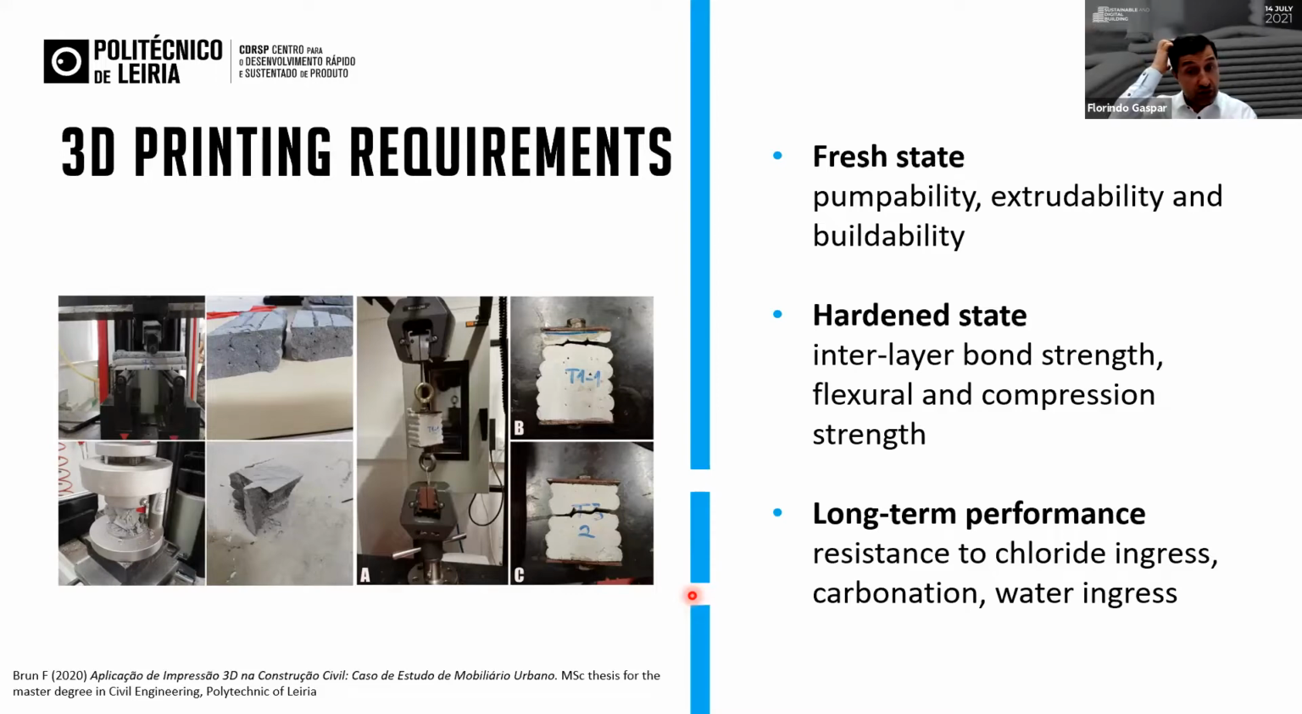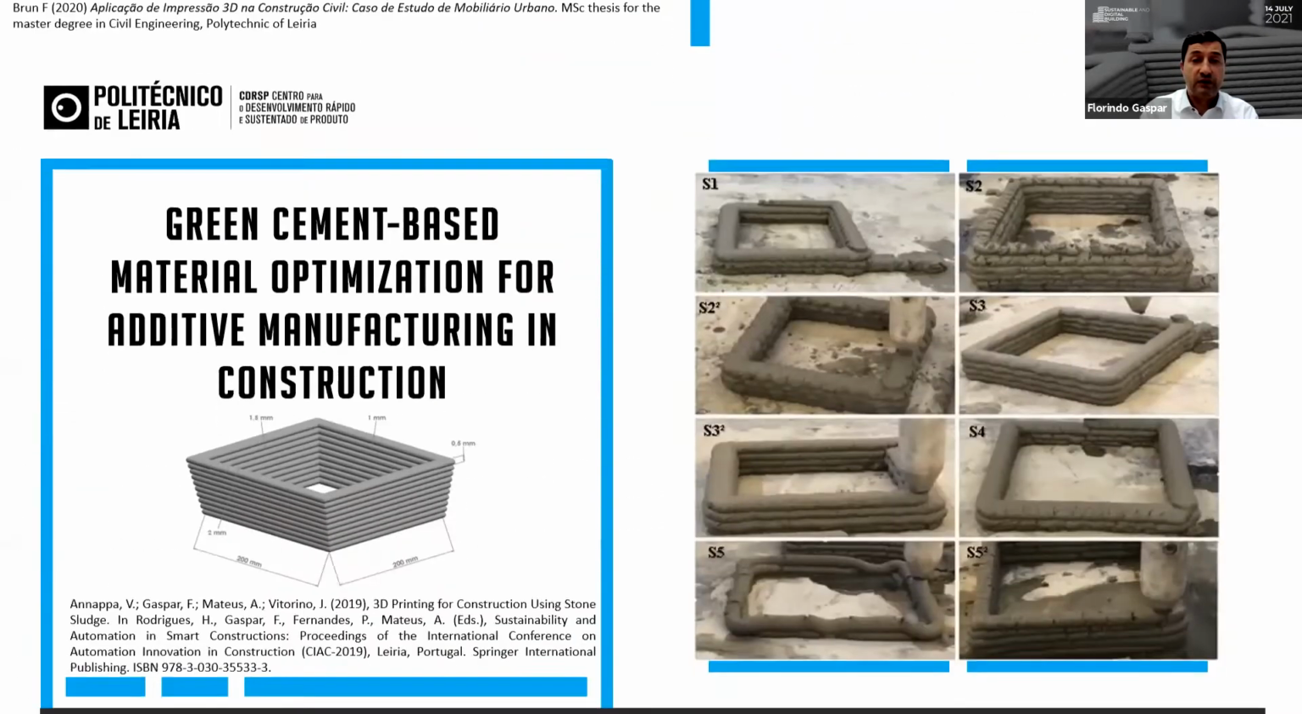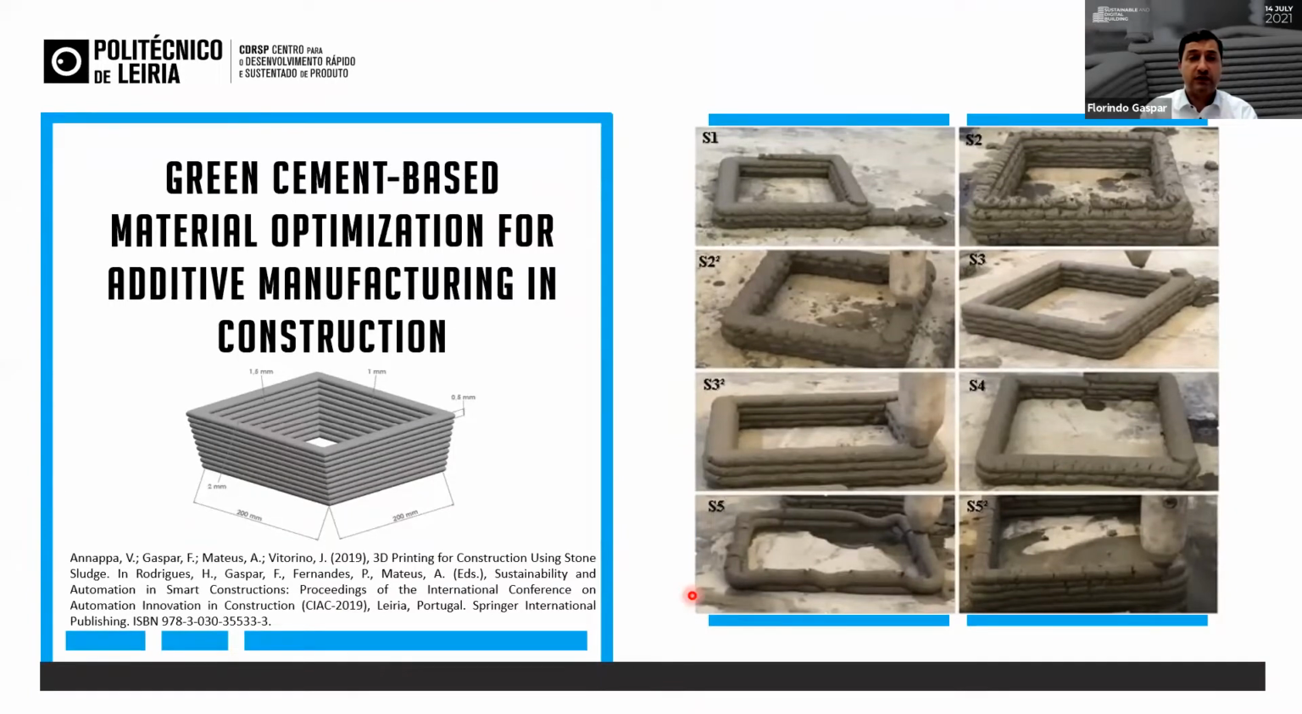And so we have to check for resistance to chloride ingress, carbonation, and water ingress. So these are some of the printing requirements that we look for and that we test. One of the examples of works that we made in the past was a kind of green cement based material for 3D printing. In here we use stone sludge, as I said before. Stone sludge is a waste from the stone industry companies, and it's a huge problem because we have huge amounts of wastes going to the landfill.